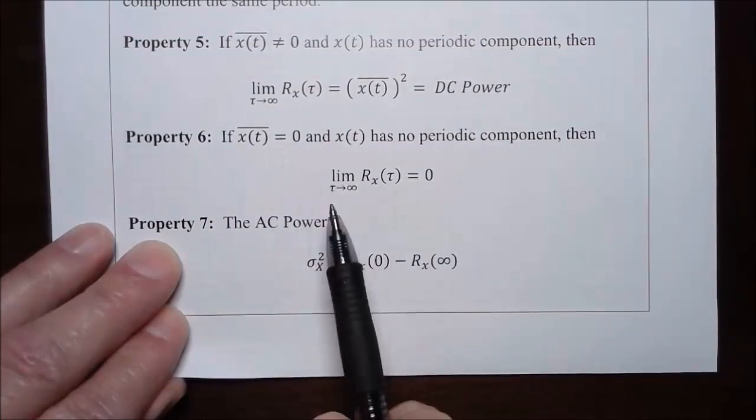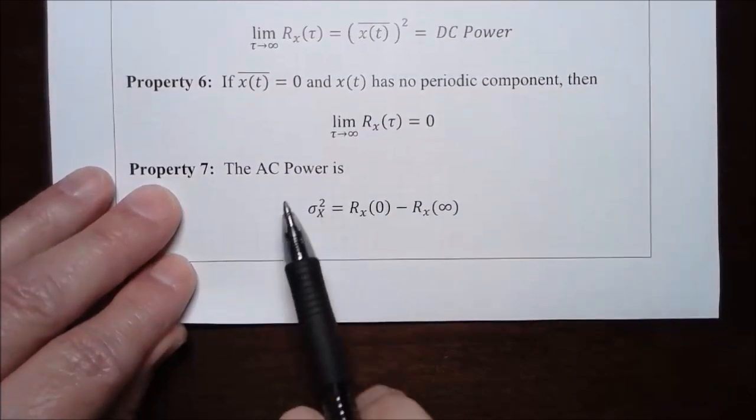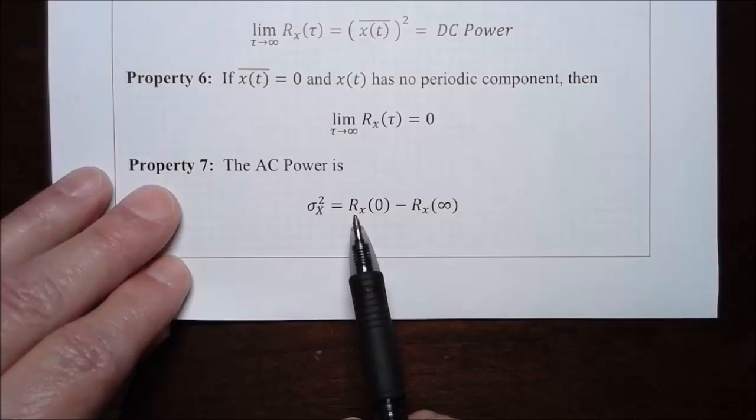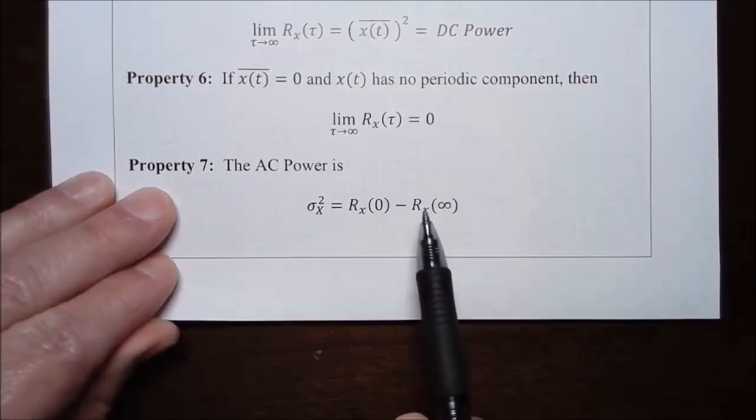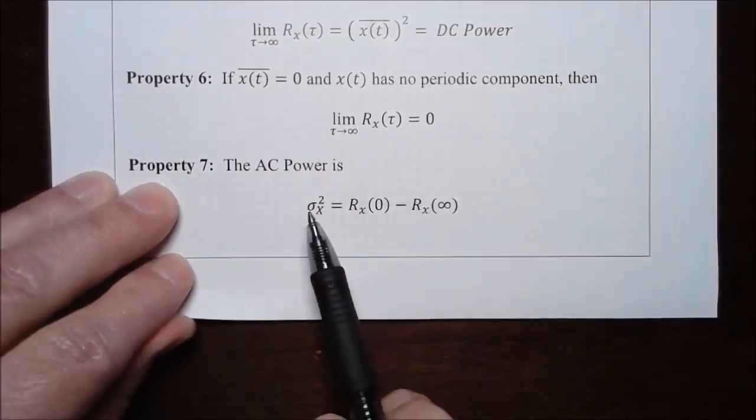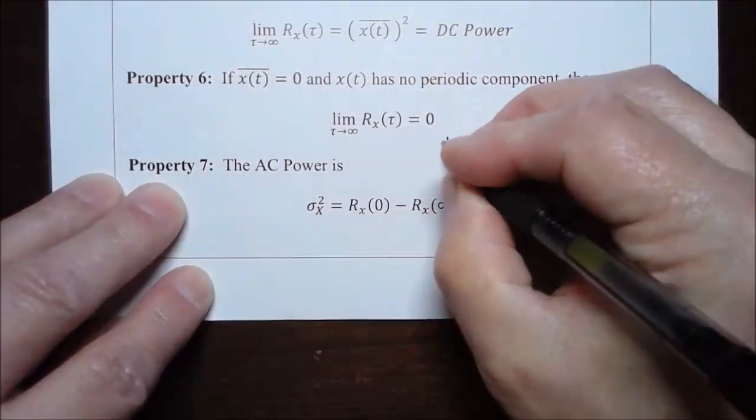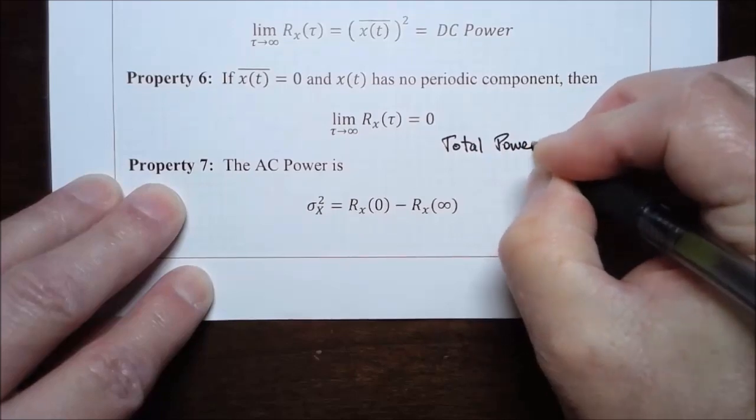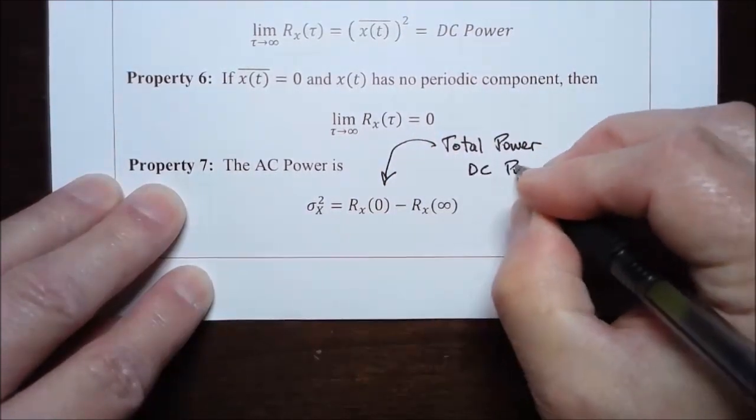at 0 as well. And the AC power, which is the variance sigma x squared, is equal to the value of the autocorrelation at time shift tau equal to 0 minus the value of the autocorrelation as tau approaches infinity. So this is the total power minus the DC power. Total power minus DC power.